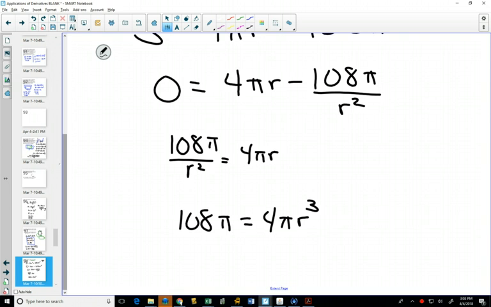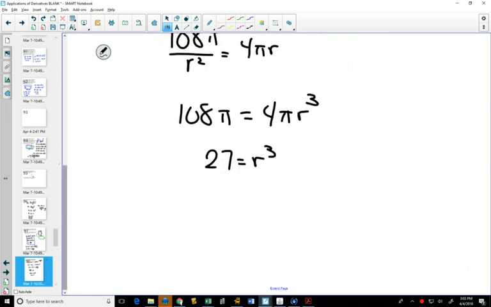And the reason why this question was originally given with a volume of 54 pi is because at this point, if you divide both sides by 4 pi, we have pretty numbers.